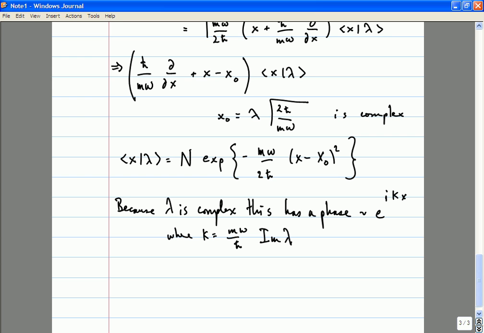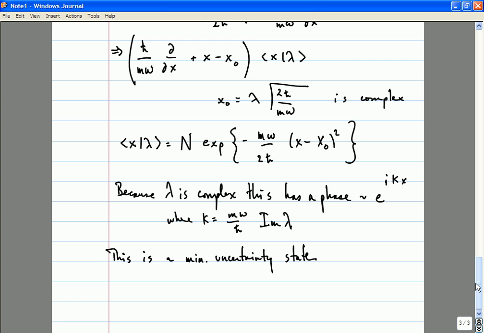So you can see that there is a sense in which this wave function should describe a particle that is moving. I remind you that e to the i k x is the wave function of a particle that's moving with momentum k in the x direction. And I also remind you that because this is a Gaussian, this is a minimum uncertainty state, in that the product of the variance of the position and momentum operators in this state will saturate the Heisenberg inequality.